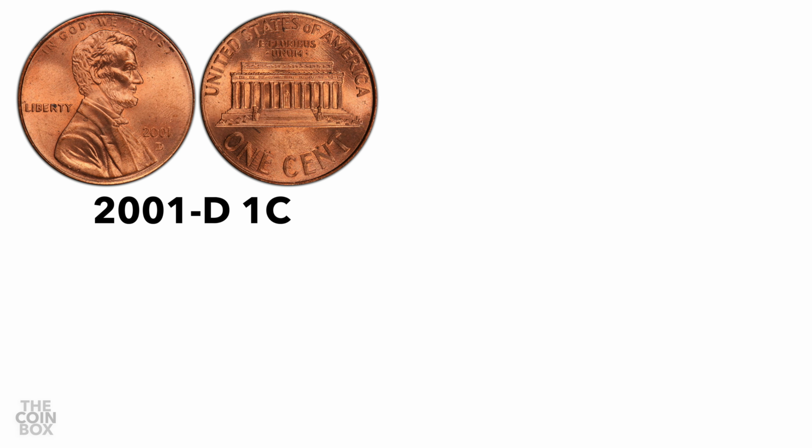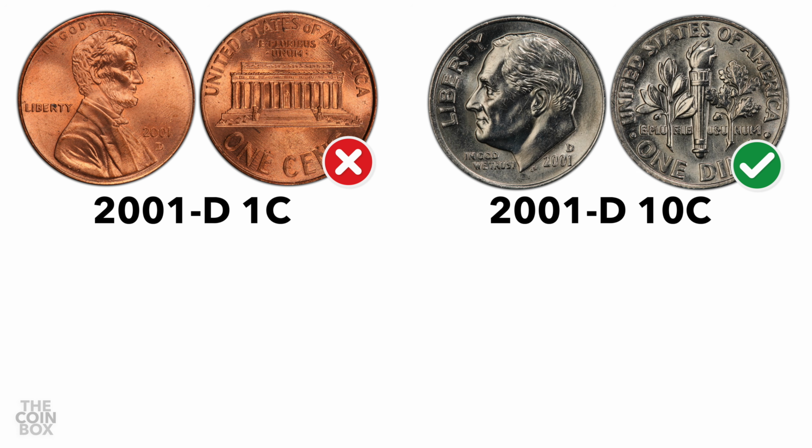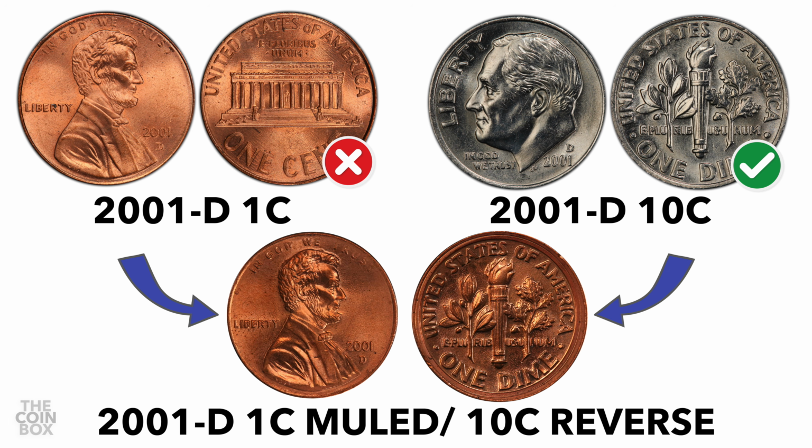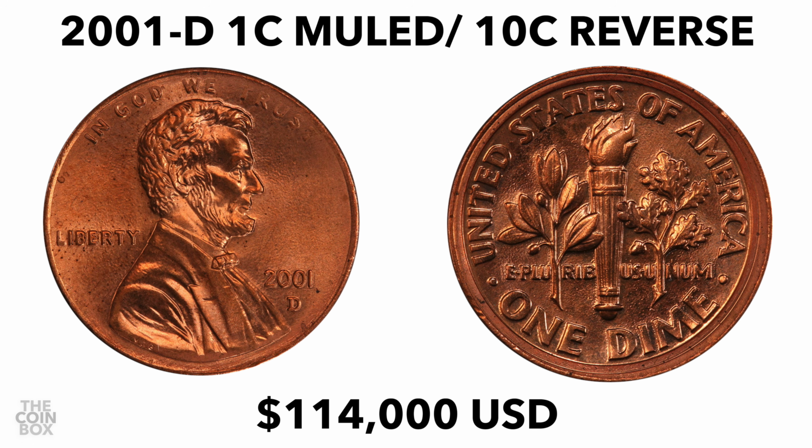But at the Denver Mint in 2001, while minting some Lincoln cents, a Roosevelt dime reverse die was used together with the Lincoln cent obverse die, creating a mule error coin. One of these coins sold at auction for $114,000 in June of 2021.